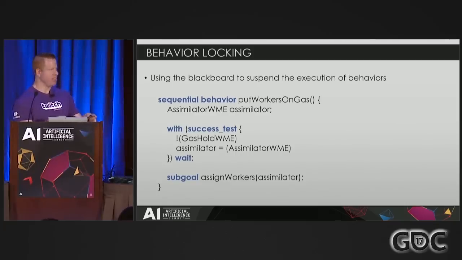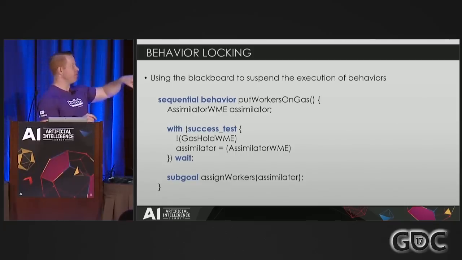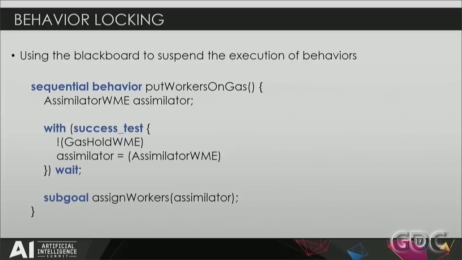Here's an example of where we're using the success test node type. The way this reads is, first you bind an assimilator parameter if there is an assimilator working memory element in memory. And the not condition here says, do not succeed if there's one of these on the blackboard. So it's a negation term that you can use.